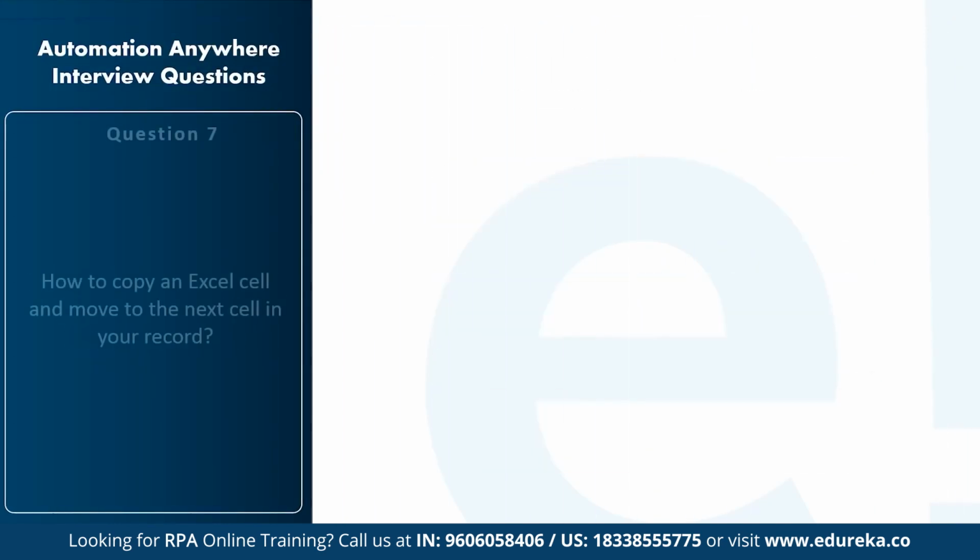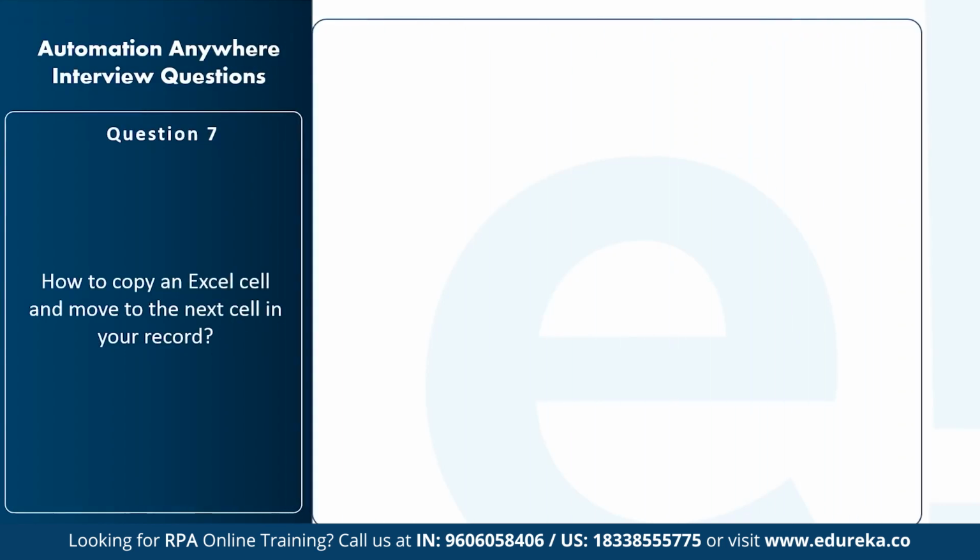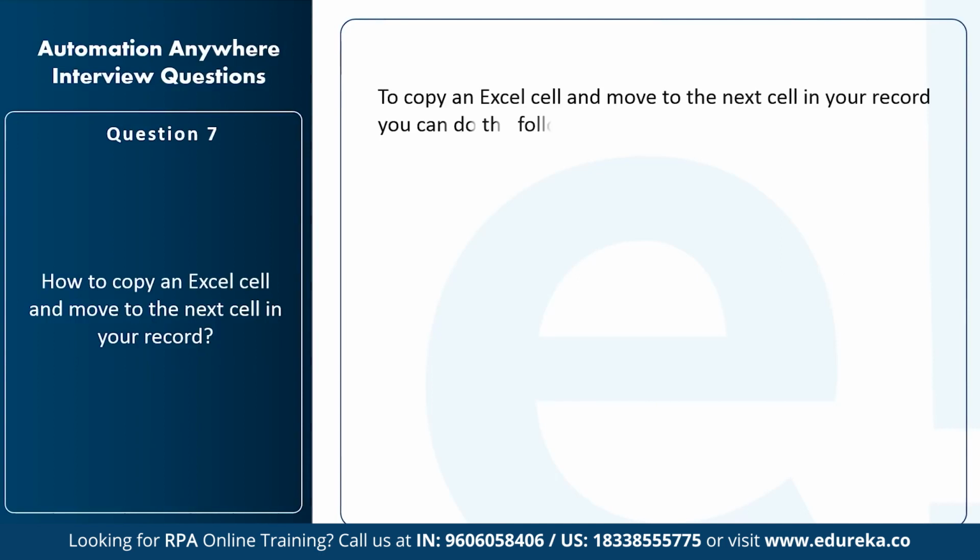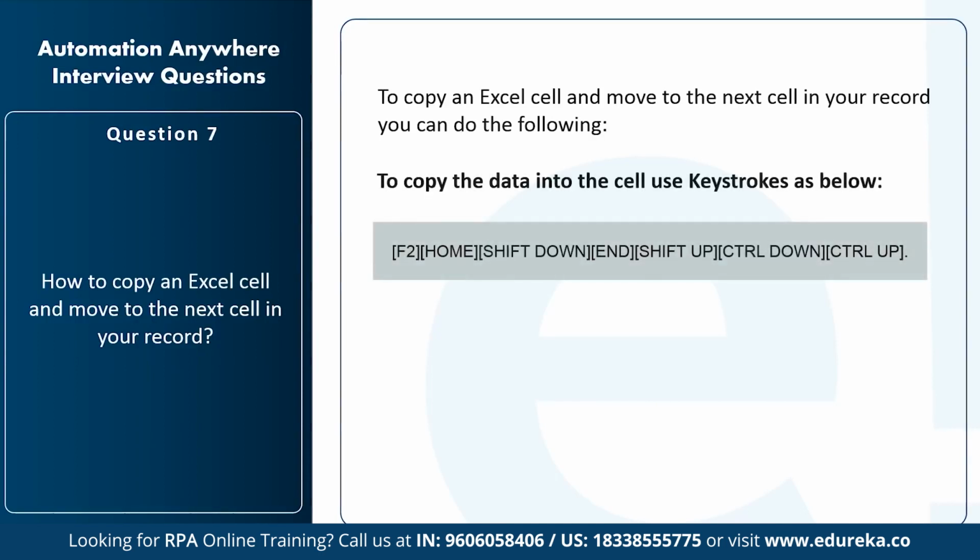Now let's move forward with our next question, that is how to copy an Excel cell and move to the next cell in your record. So to copy an Excel cell and to move to the next cell in a record, you can first copy the data into the cell using the keystrokes as you can see on my screen, that is F2, home, shift down, end, shift up, control down, control up.